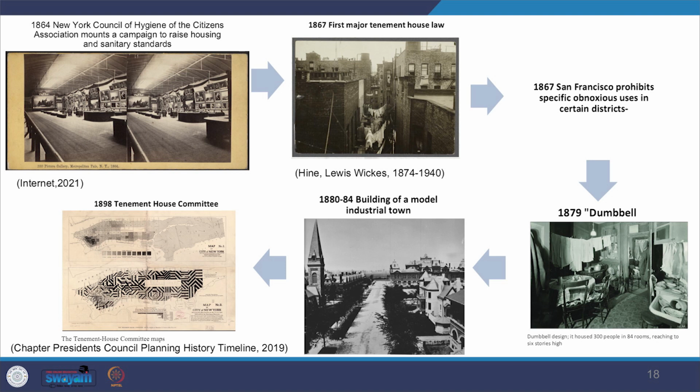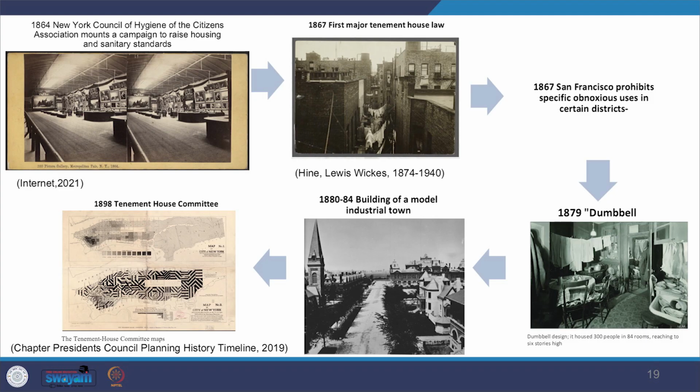So we see that at the same time we are coming up with the tenement house law, which is focusing on the physical condition for the people who live there. As well, in San Francisco, land use zoning is now coming into the picture, which is prohibiting certain land uses.